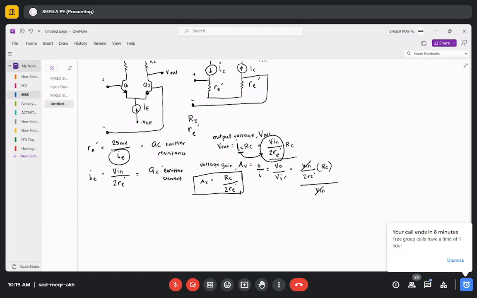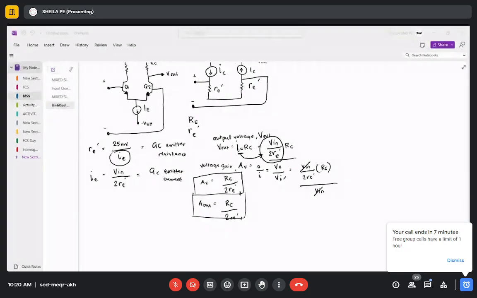Okay. Another is we have a differential voltage gain, or the ADM. Our ADM, or differential mode voltage gain, is just equal to our AV. They are both gain in AC analysis.